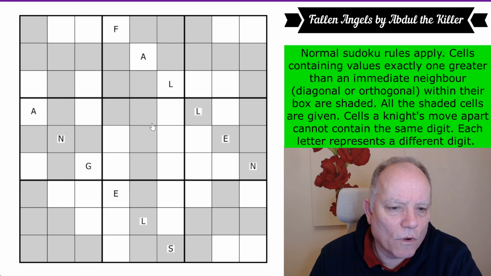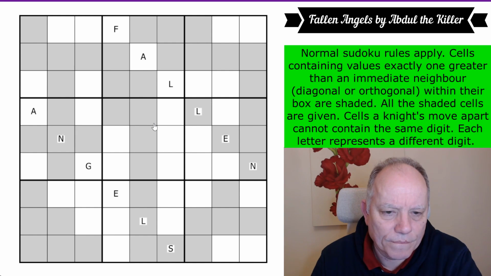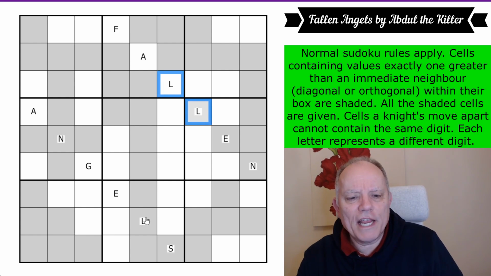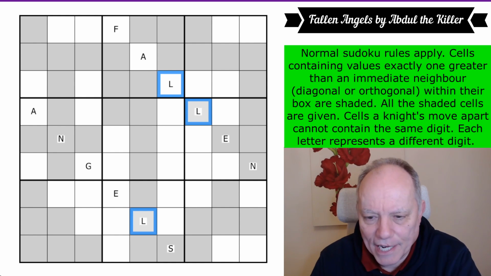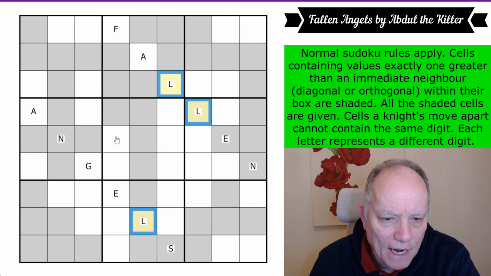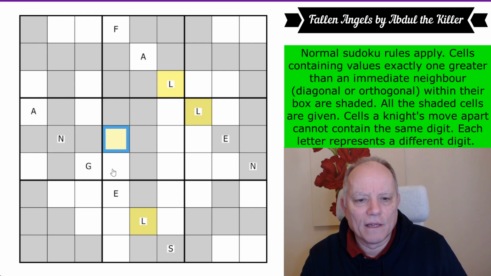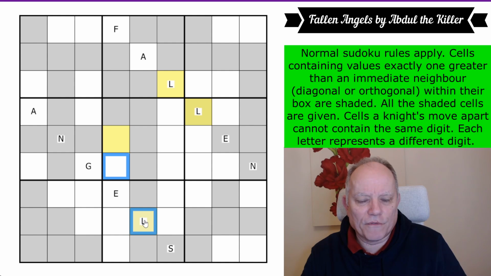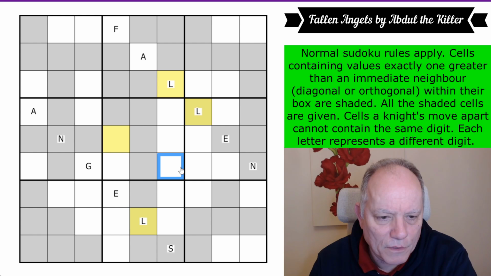I mean, what could we do? We could colour. We could colour L. 3 L's appear in the phrase Fallen Angels. So let's make L yellow. Yes, we can place yellow in box 5. It's got to be there. That one is on a Knight's Move from there. And the others are seen by horizontal or vertical Sudoku.